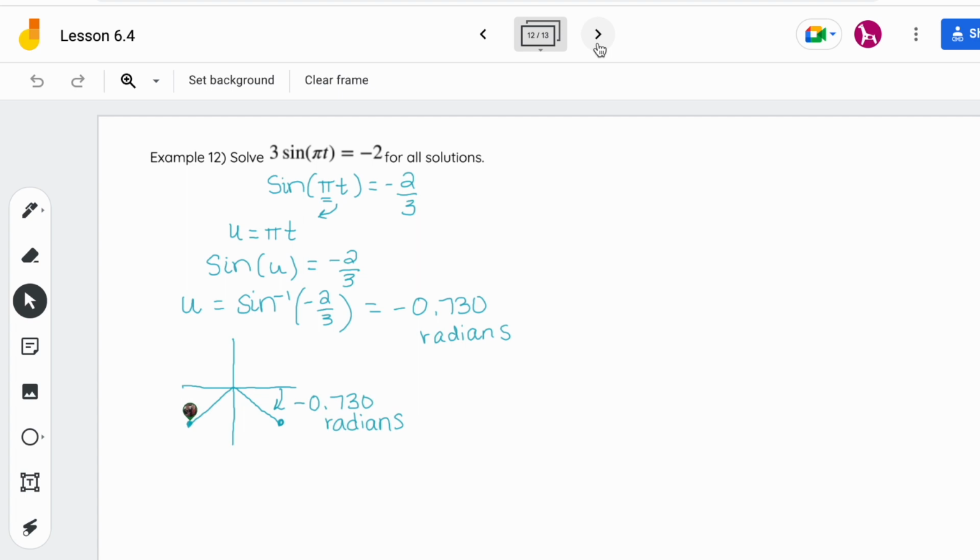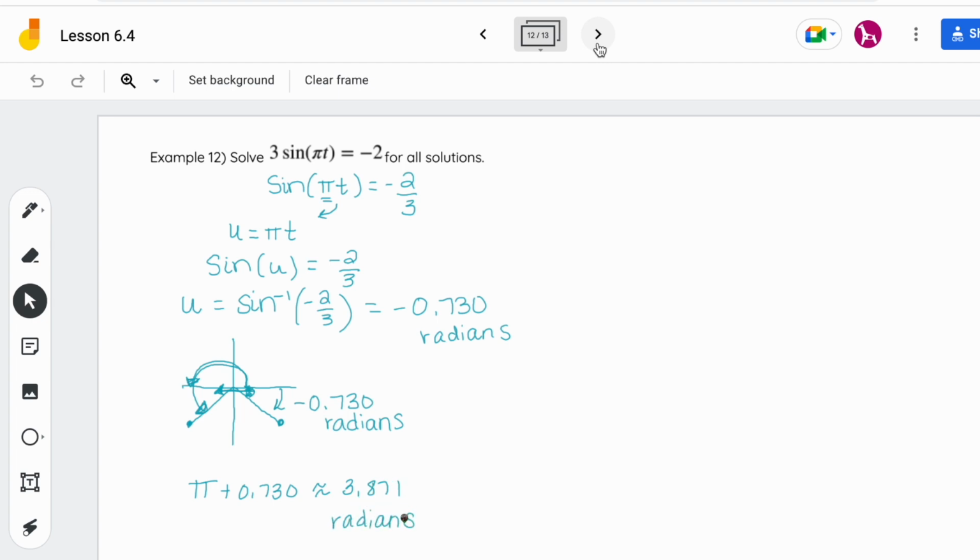So these two angles are symmetric. That means I need to find what is from here all the way to here. Well, I know I could find that by taking pi plus 0.730 because I know these two are symmetric. One is going to be positive and one is negative because of the direction I'm going counterclockwise. So I have 180 degrees. That gets me from here to here, and then plus another 0.730, which is approximately 3.871 radians.